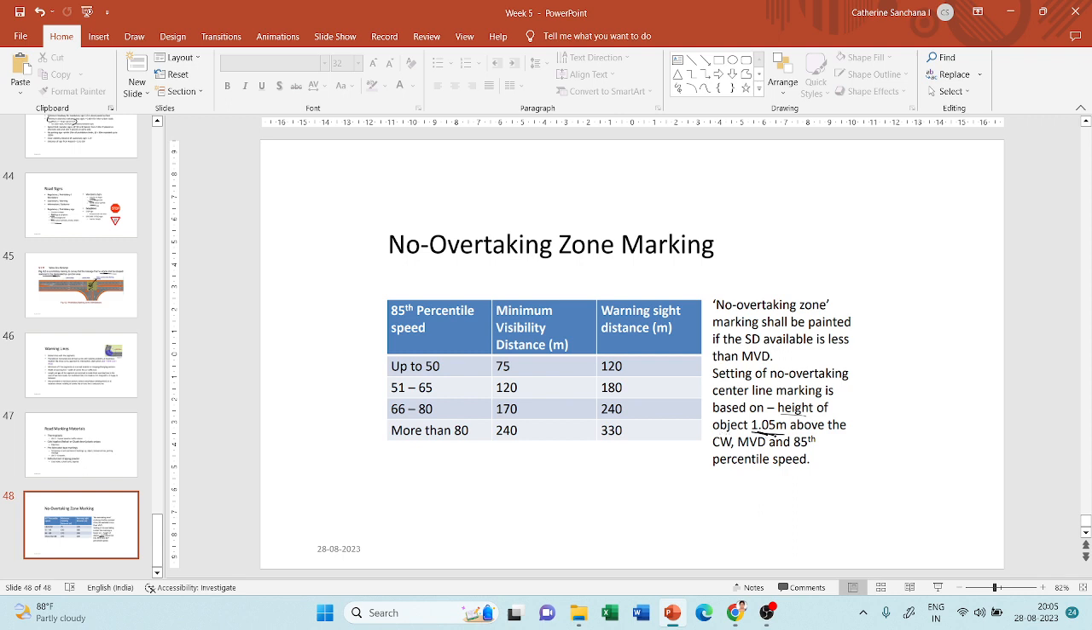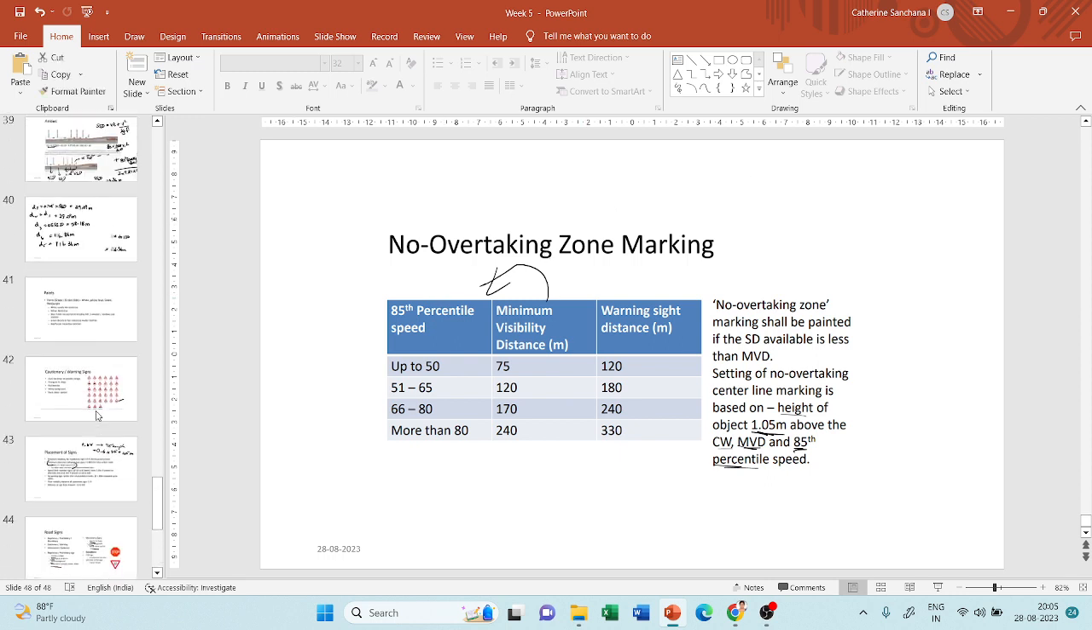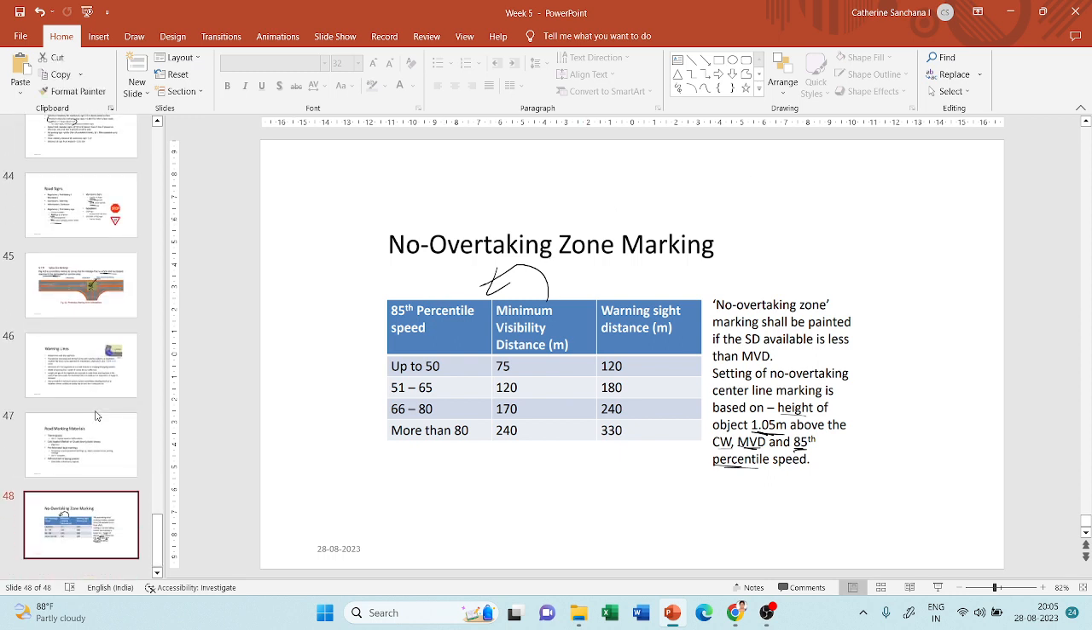So setting of no overtaking center line marking is based on height of object 1.05 meters above the carriageway. It will depend on minimum visibility distance, and also it will depend on 85th percentile speed, right? Because minimum visibility distance depends on 85th percentile speed, so it will depend on these three.